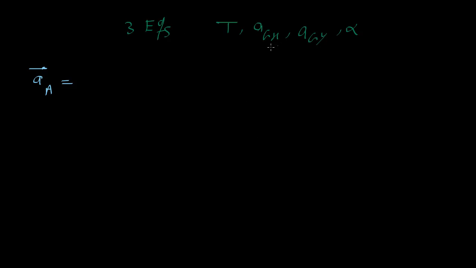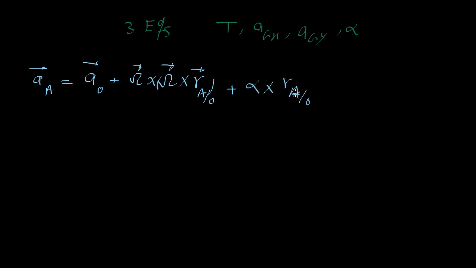But once we are here, it is clear that we need more equations to be able to solve for the unknowns. So let's write down the acceleration of A based on point O. So I can say a_A is a_O plus omega cross r, and here this is a_A with respect to O plus alpha cross r_A with respect to O. This is a_A.